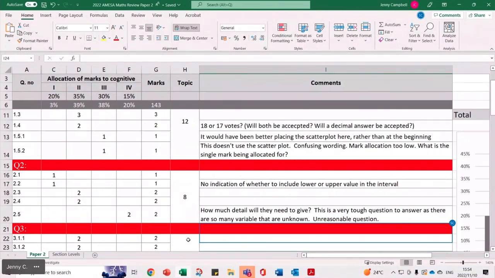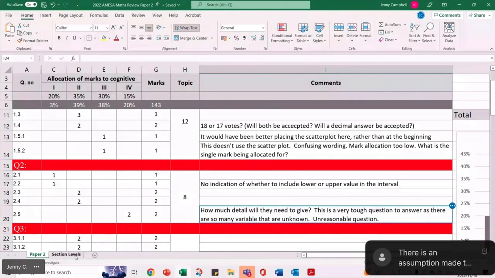The question is wordy. Never mind the question is wordy, there are just too many variables to work out what is happening. So we will definitely take note of that. Okay, thank you very much. So that's the data.